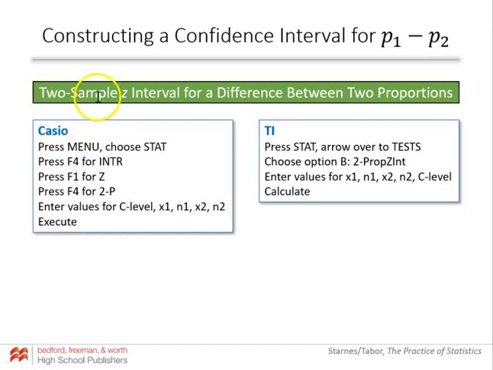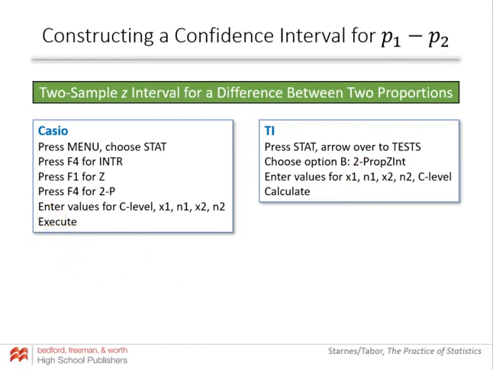This time, make sure that you are doing a 2-sample Z interval. Okay, and then there are your directions. On the Casio, when you get to the Z, just make sure you pick 2p. Last time we did 1p. And then on the TI, it's option B, a 2-proportion Z interval, whereas last time we did 1 proportion.